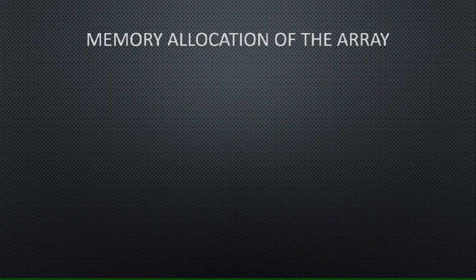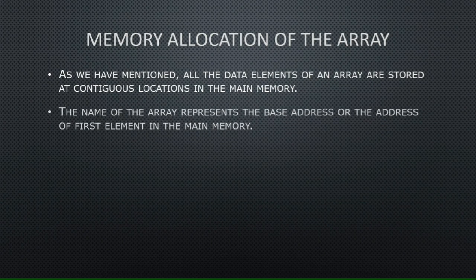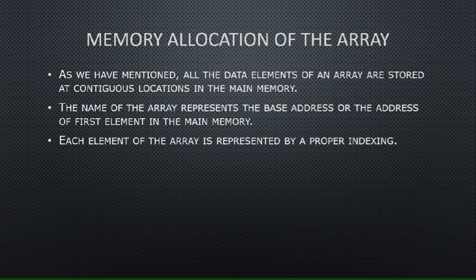So now let us take a look at the memory locations of the array. As we have mentioned, all the data elements of an array are stored at contiguous locations in the main memory. The name of the array represents the base address, or the address of the first element in the main memory. Each element of the array is represented by a proper indexing.